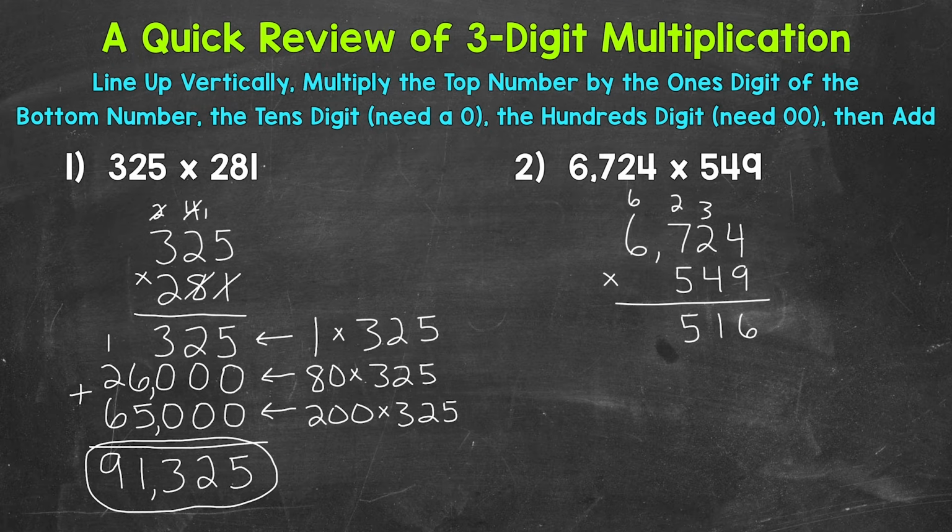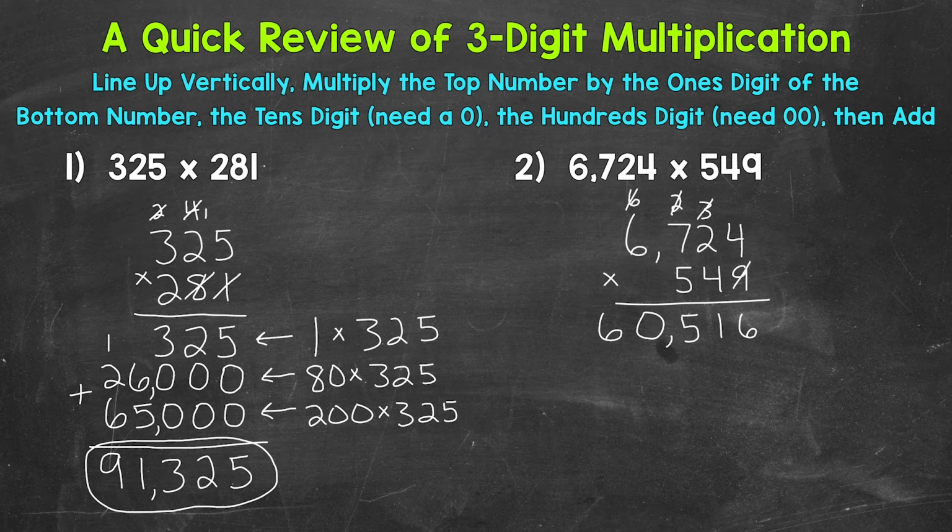And then we have 9 times 6, which is 54, plus that carried 6, that gives us 60, so we can put our 0. There are no more places to the left to multiply by, so we can bring that 6 straight down. So we have 60,516. We can put our comma in, and then we are done with the ones, and these carried numbers.